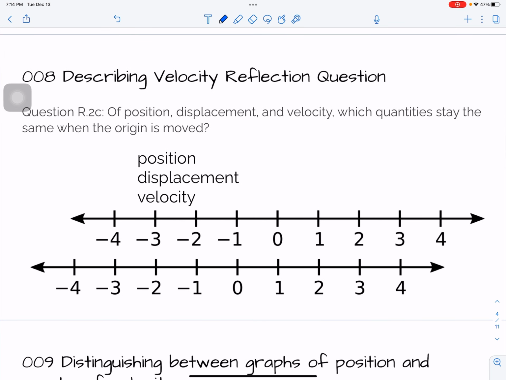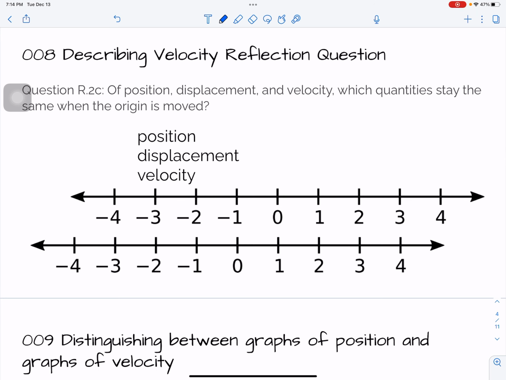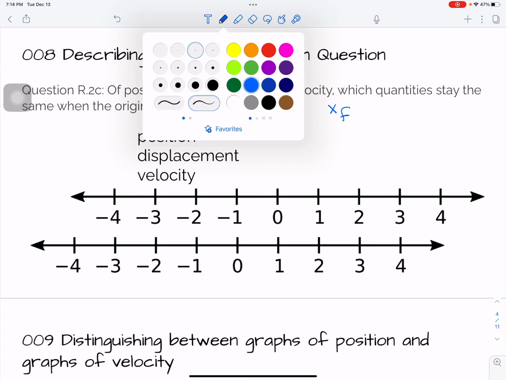All right, so this was a question from the reflection on 008. Of position, displacement, and velocity, which quantities stay the same when the origin is moved? So in order to do this, I'm going to choose 2 points in space. I'm going to choose an x initial and an x final, and they have to occur at the same point in space. And I'm going to give those in pink.